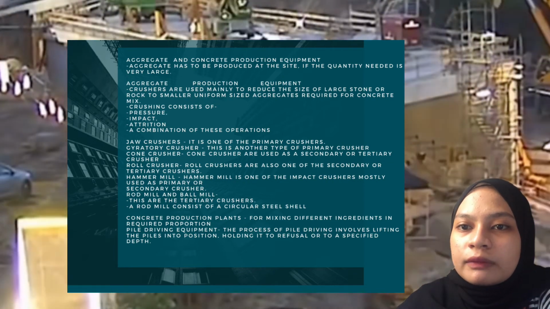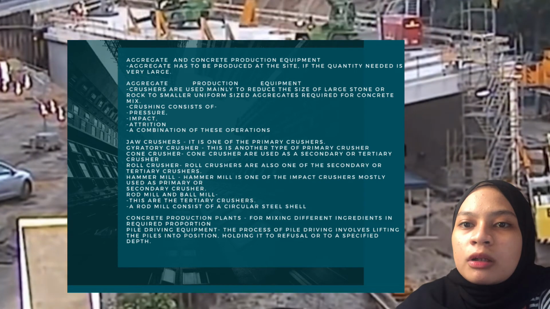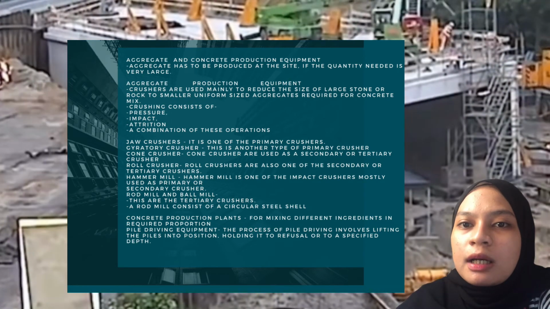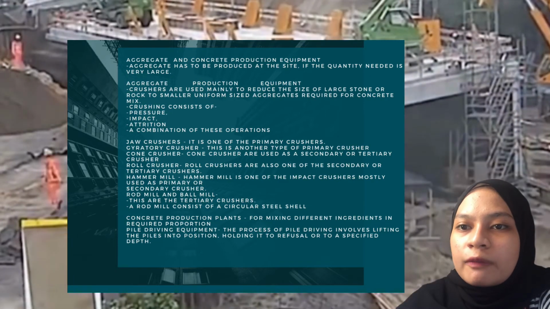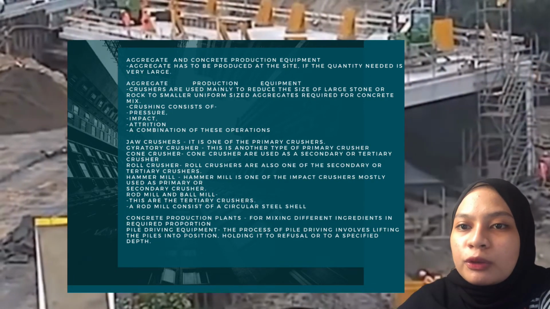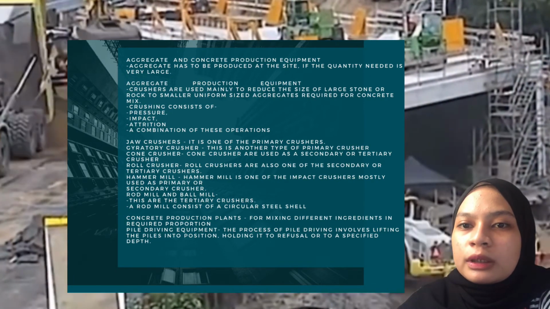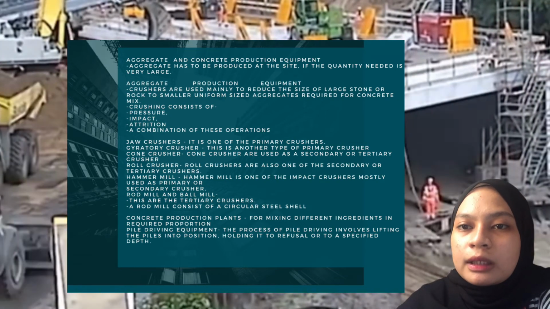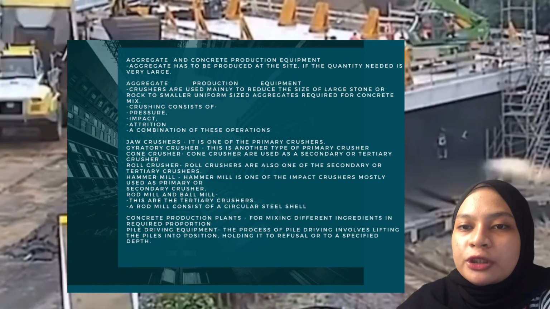A rod mill consists of a circular steel shell. Concrete production plants are for mixing different ingredients in liquid preparation. Pile driving equipment: the process of pile driving involves lifting the piles into position, holding it, and driving it to a specified depth. Okay, this is the summary of chapter 11 about machines.